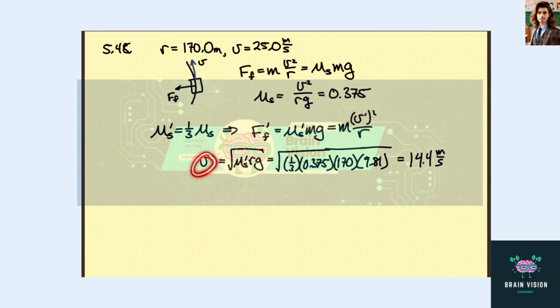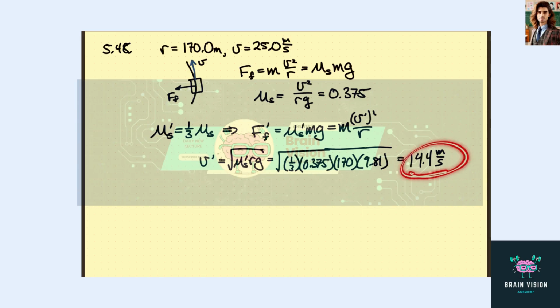So we can solve for that velocity here, and that's just the square root of mu s times r times g. Again, the mass drops out. Plugging in our values, we get 0.4 meters per second. So if we have a third of the coefficient of friction, then we have to be going quite a bit slower to keep from slipping, and that would be expected.